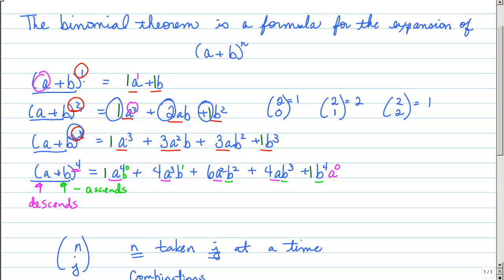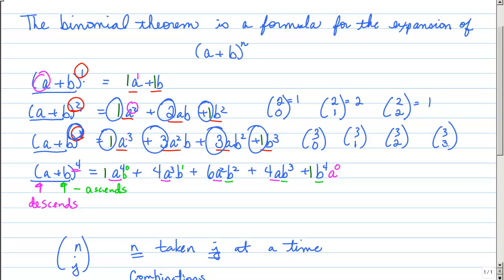Let's look at this third row. You're always going to start with the power. So this coefficient is 3 taking 0 at a time. This coefficient is 3 taking 1 at a time. This is 3 taking 2 at a time. And this is 3 taking 3 at a time.